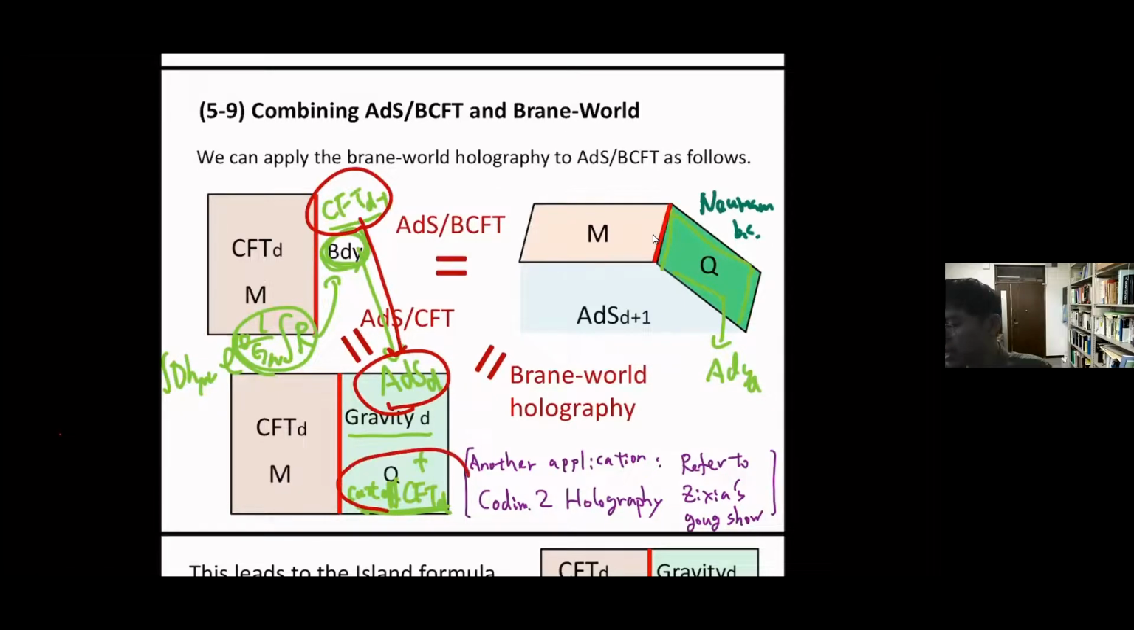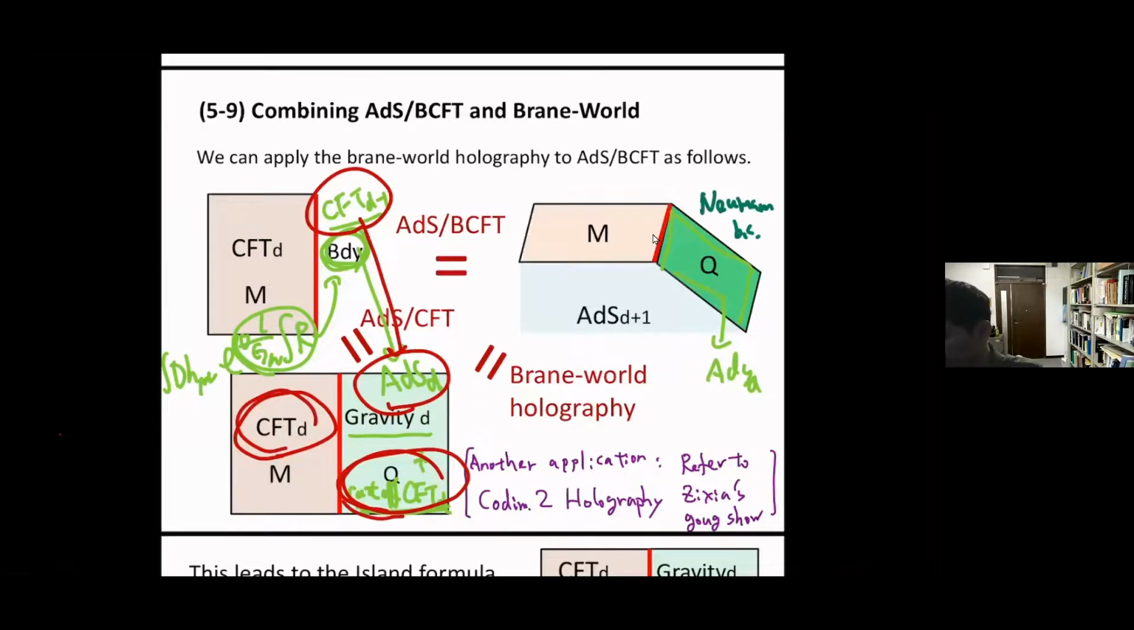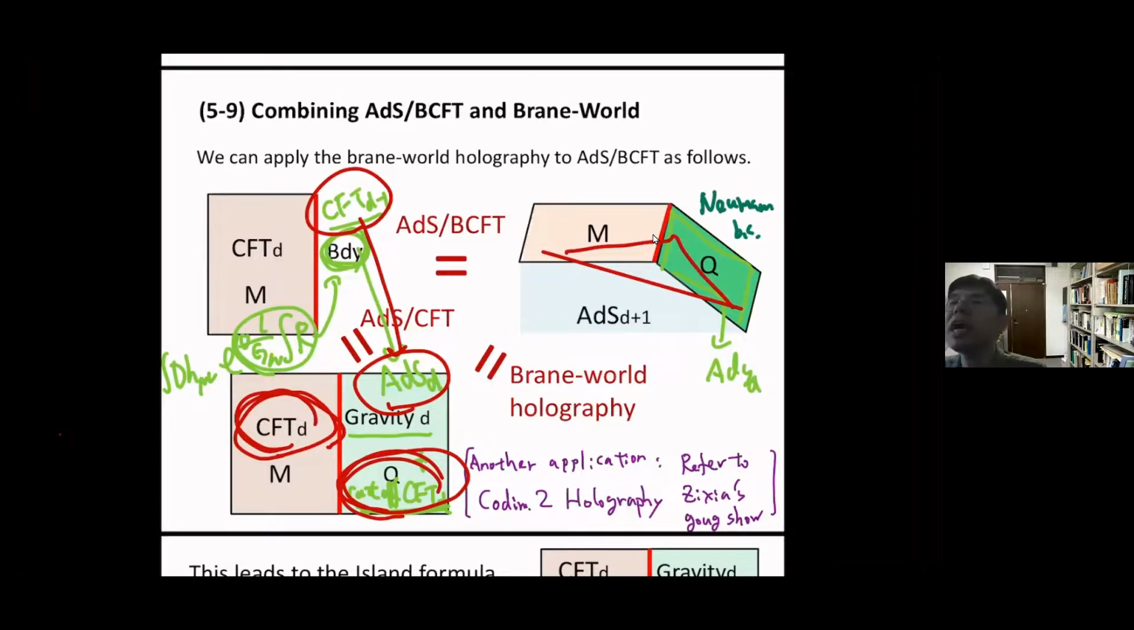This one is really a cutoff CFT. It doesn't have so much degree of freedom actually. It's so different from the left CFT-D, right? Yes, it's so different. The matter content is the same as this one because of this construction, the same matter content, but highly regularized. It only has low energy degrees of freedom.